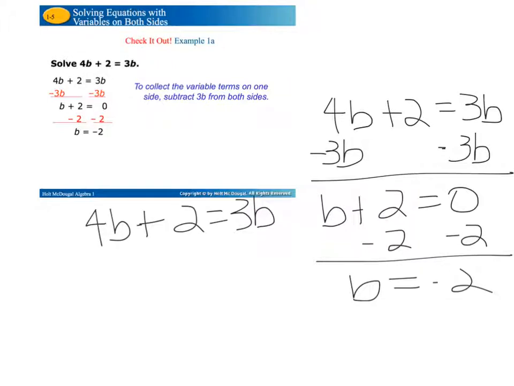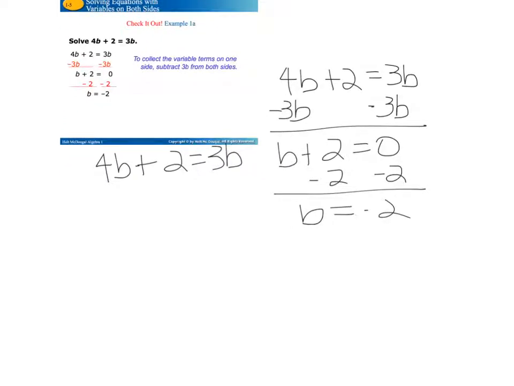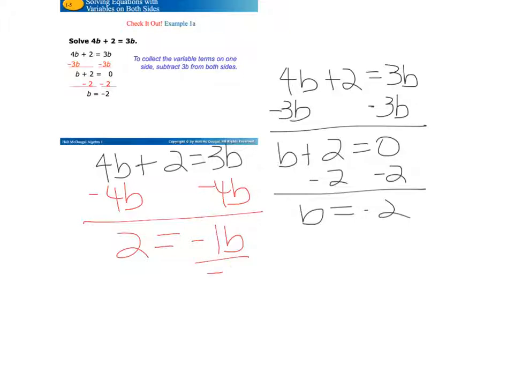It doesn't matter which way you move it. In the end, you will still get the same answer. So if I move the 4 over to the 3 by subtracting it, I get 2 is equal to negative 1b. I can never have a negative variable, so I need to divide by negative 1. And I end up with negative 2 is equal to b.